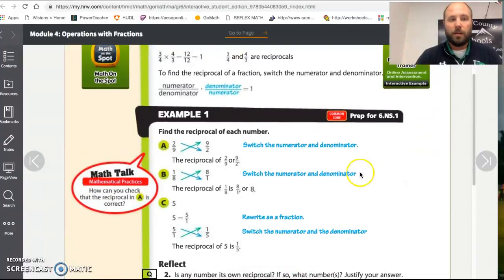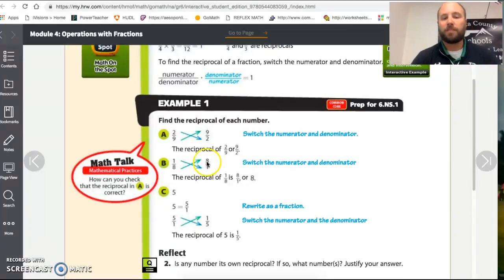Okay? All right, finding the reciprocal for each number. Switch the numerator and the denominator. They give you 2/9. If you switch them, you get 9/2. Okay, and if you multiply them, you get 18/18, which is equivalent to 1. All right, so remember, if you're ever wondering, oh, is this the reciprocal? Is this right? If they equal 1 when multiplied together, you're right. Okay. All right.